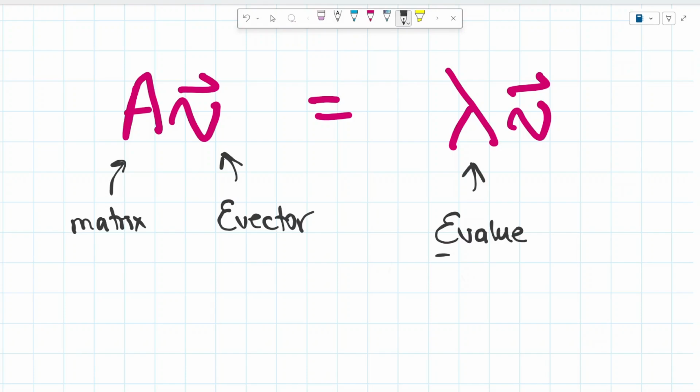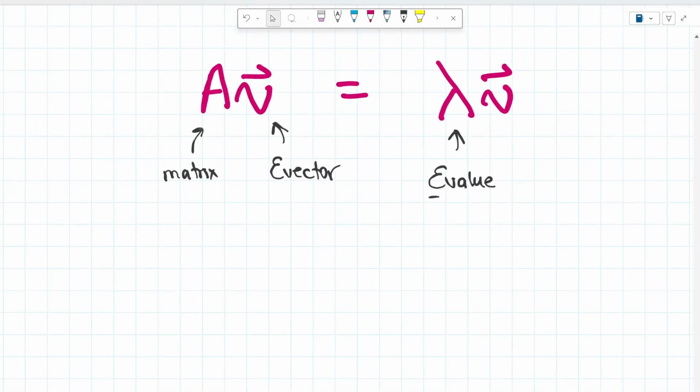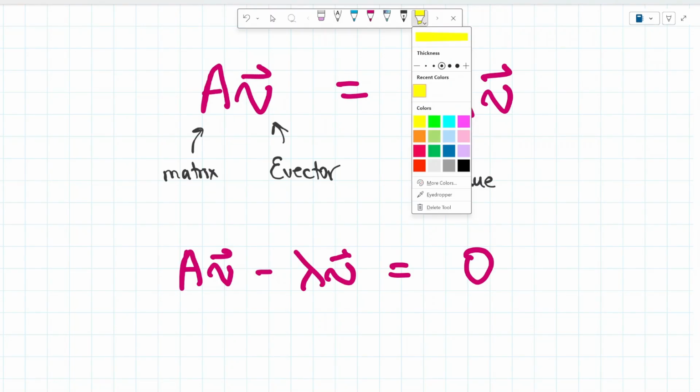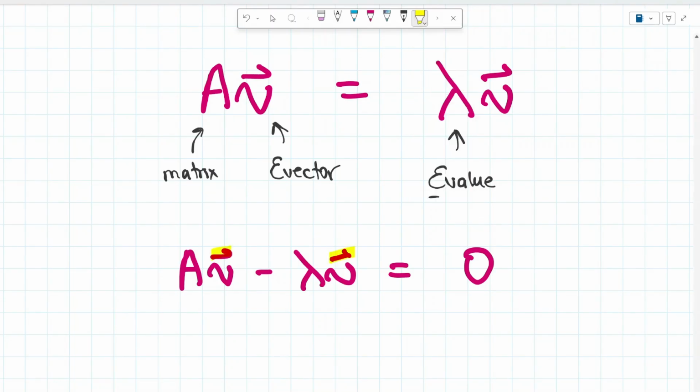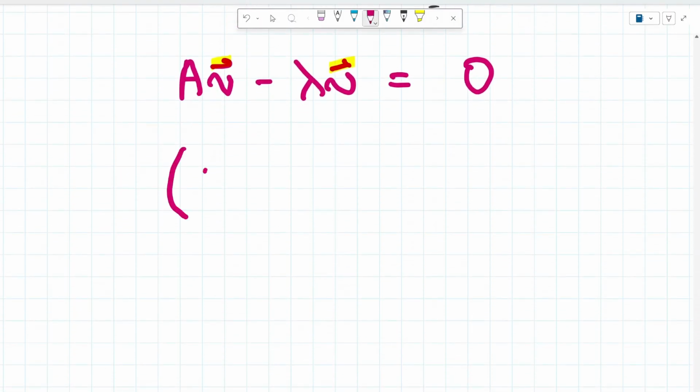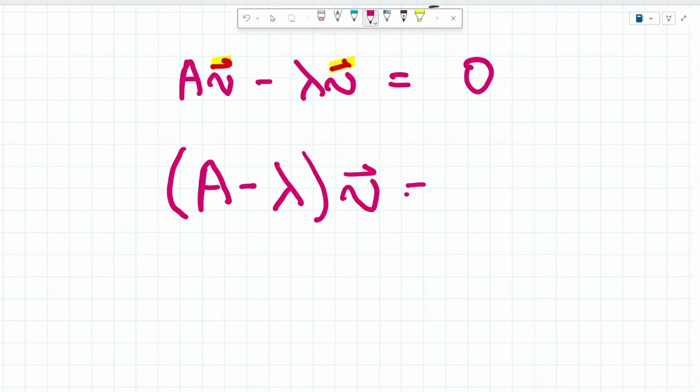Typically we will rearrange this equation when we solve for it. We would bring it all over to one side first, so Av minus lambda v equals 0. For those of you who are not aware, this hat on top of our vector v just indicates that it is a vector. From here, we can factor out a v such that we have A minus lambda I multiplied by vector v, and we set that equal to 0.